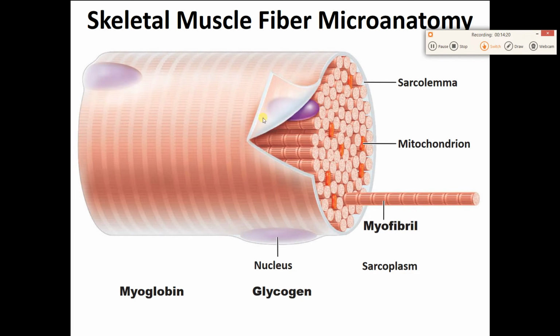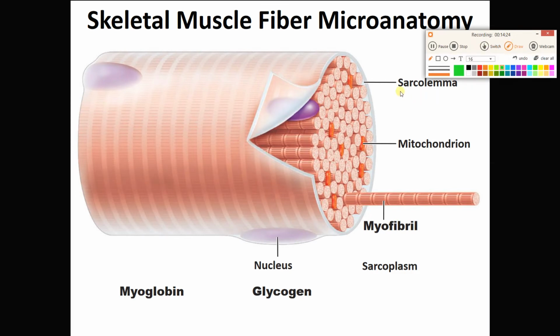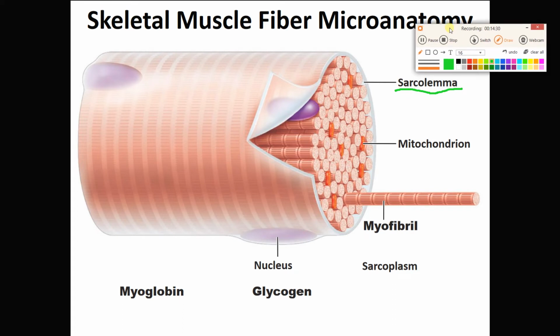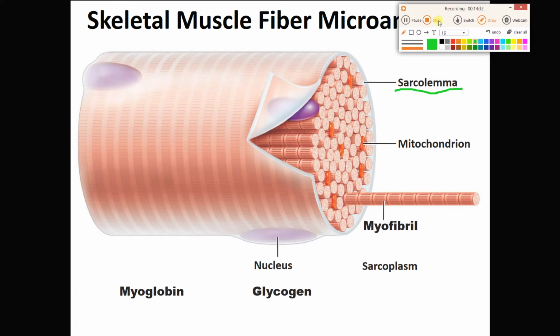Now, the plasma membrane of the skeletal muscle fiber is better known as the sarcolemma. We met the axolemma on a neuron. We met the neurolemma on a Schwann cell. So sarcolemma. Lemma means covering. Sarco means flesh or meat.